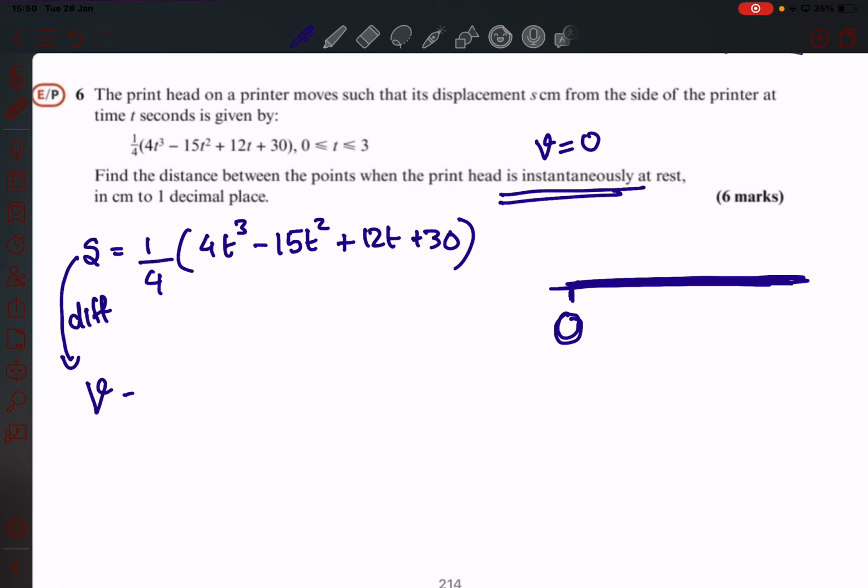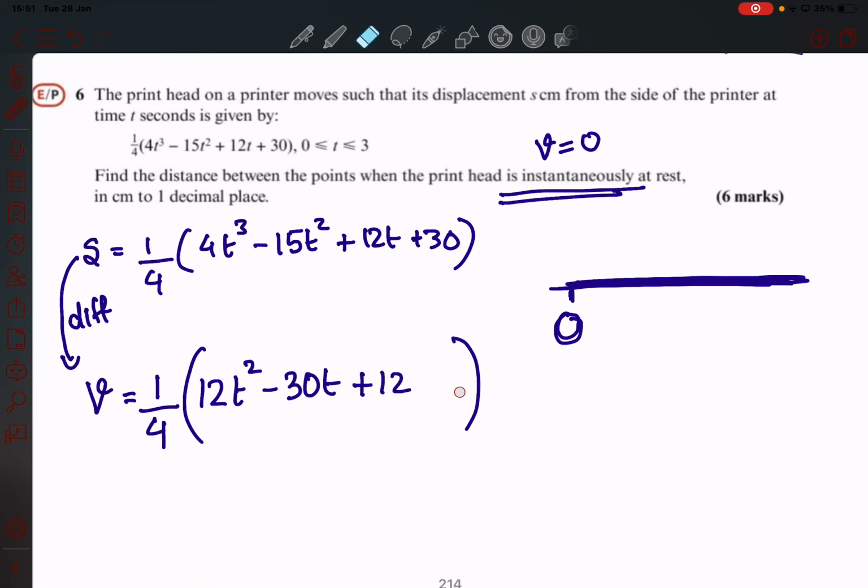So you can say your velocity is 1/4 of, now differentiate what is inside. So 4t cubed, Yaqub, what does that become? When you differentiate it, that will be 12t squared. Zuhair, can you give me the next term? Minus 30t. Samhan, can you give me the next one? Plus 12. And Alethea, what happens to 30? That just goes away. So I have an expression for velocity now, which is this right here.